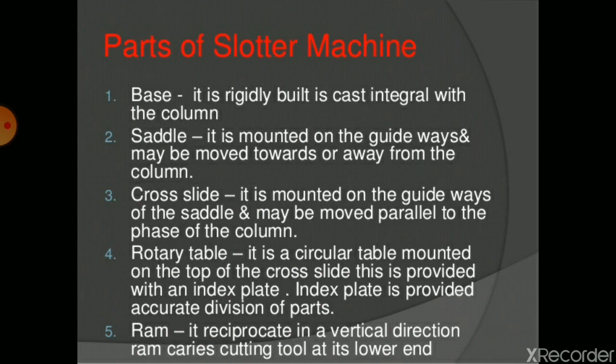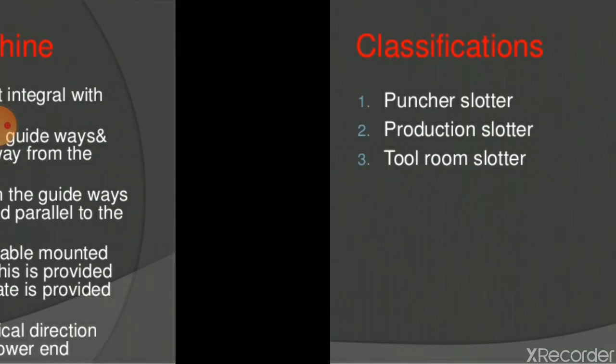The base is rigidly built and cast integral with the column. Saddle is mounted on the guideways and may be moved towards or away from the column. Cross slide is mounted on the guideways of the saddle and may be moved parallel to the face of the column. Rotary table is a circular table mounted on the top of the cross slide. This is provided with an index plate. Index plate provides accurate division of parts, and ram reciprocates in a vertical direction. Ram carries the cutting tool at its lower end.